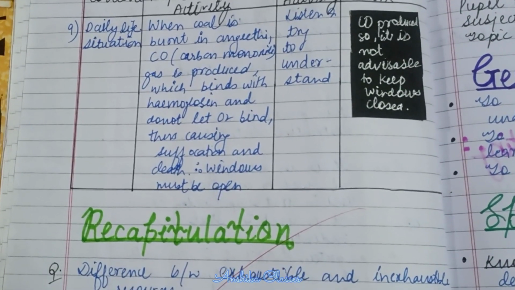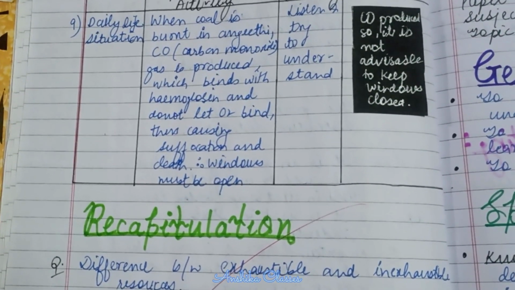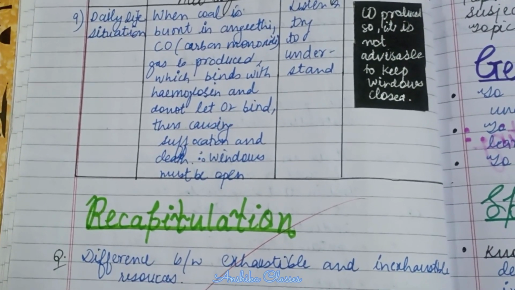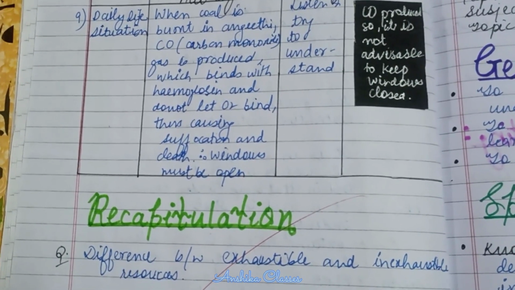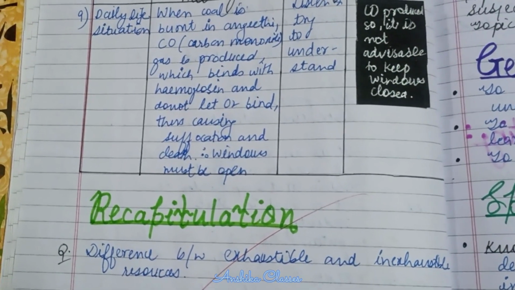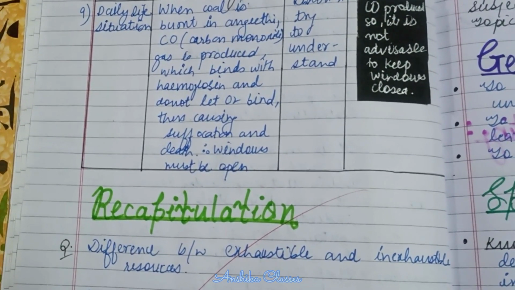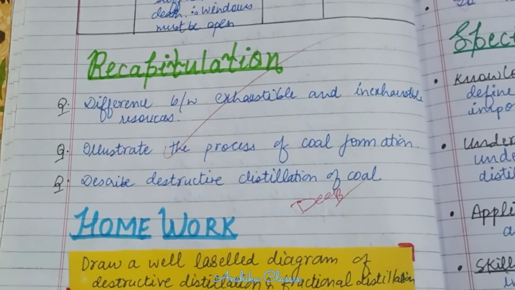Daily life situation: when coal is burnt in an angithi, carbon monoxide gas is produced, which binds with hemoglobin faster than oxygen and does not let oxygen bind, thus causing suffocation and ultimately death. So windows must be kept open.